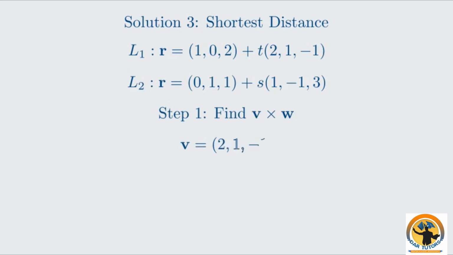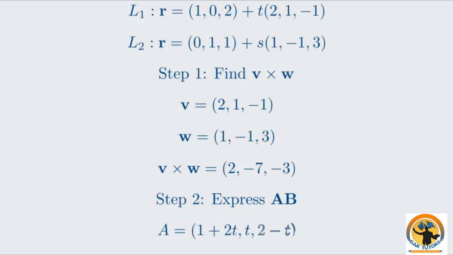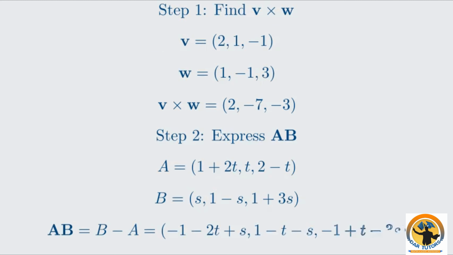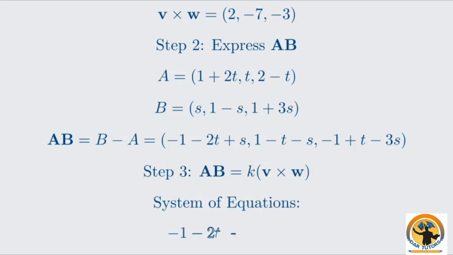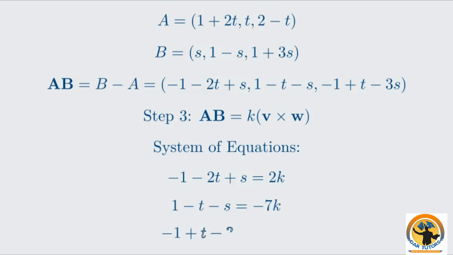First, find the cross product of the direction vectors (2, 1, -1) and (1, -1, 3). The result is (2, -7, -3). Next, express the vector AB in terms of t and s. This gives us (-1 - 2t + s, 1 + t - s, -1 + t + 3s). Set AB equal to k times the cross product.